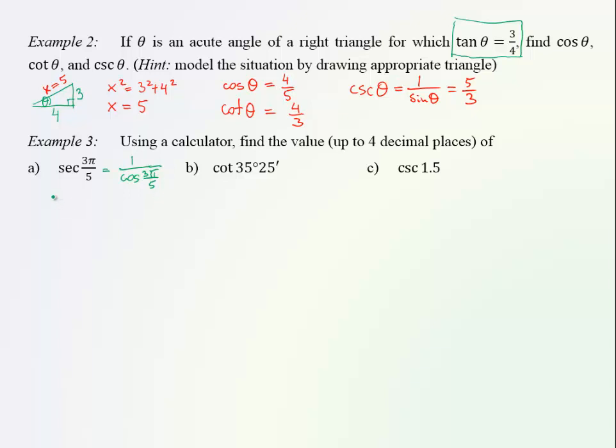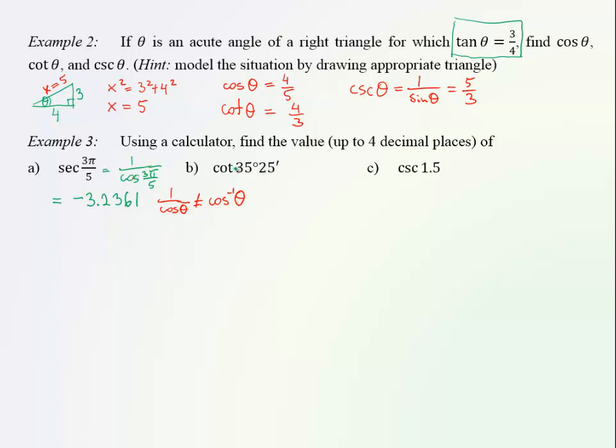So try on your own. The value of this function should be approximately negative 3.2361 up to 4 places. Now just remember that 1/cosine is not the same as inverse cosine. Those are 2 different functions. This is reciprocal and this is inverse function. So don't confuse the 2. Here we use reciprocal.